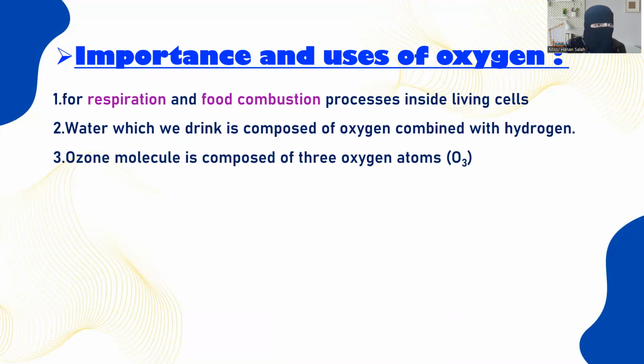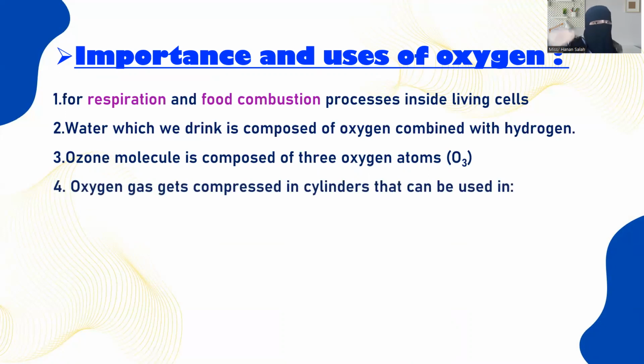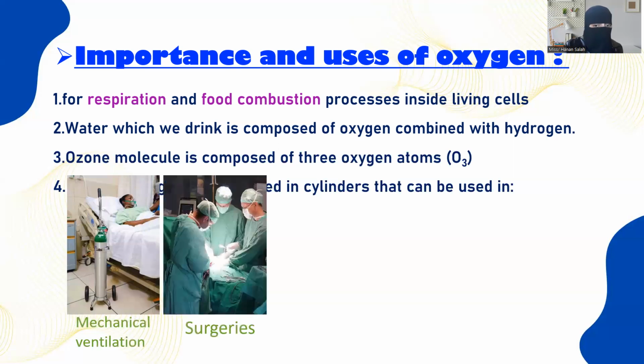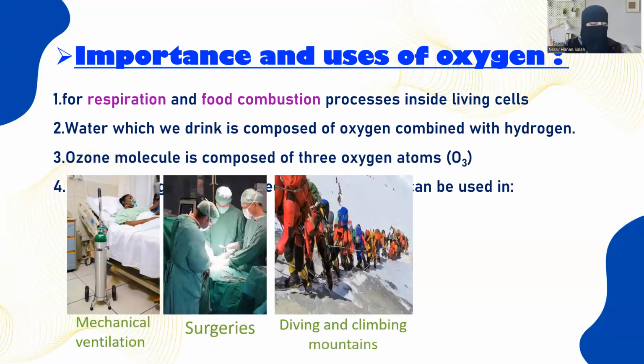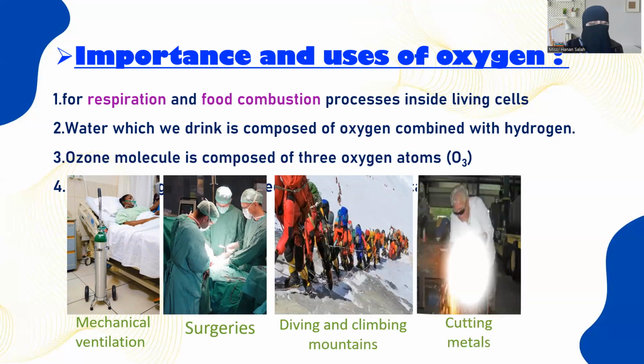What is the importance of this ozone? The ozone layer can protect us from any radiation coming from the sun. And also you can use oxygen in cylinders in surgeries, mechanical ventilation, diving, or climbing mountains. And you can combine oxygen with acetylene to form an oxyacetylene flame. This flame's temperature reaches 3,500, so you can use it in cutting and welding metals.